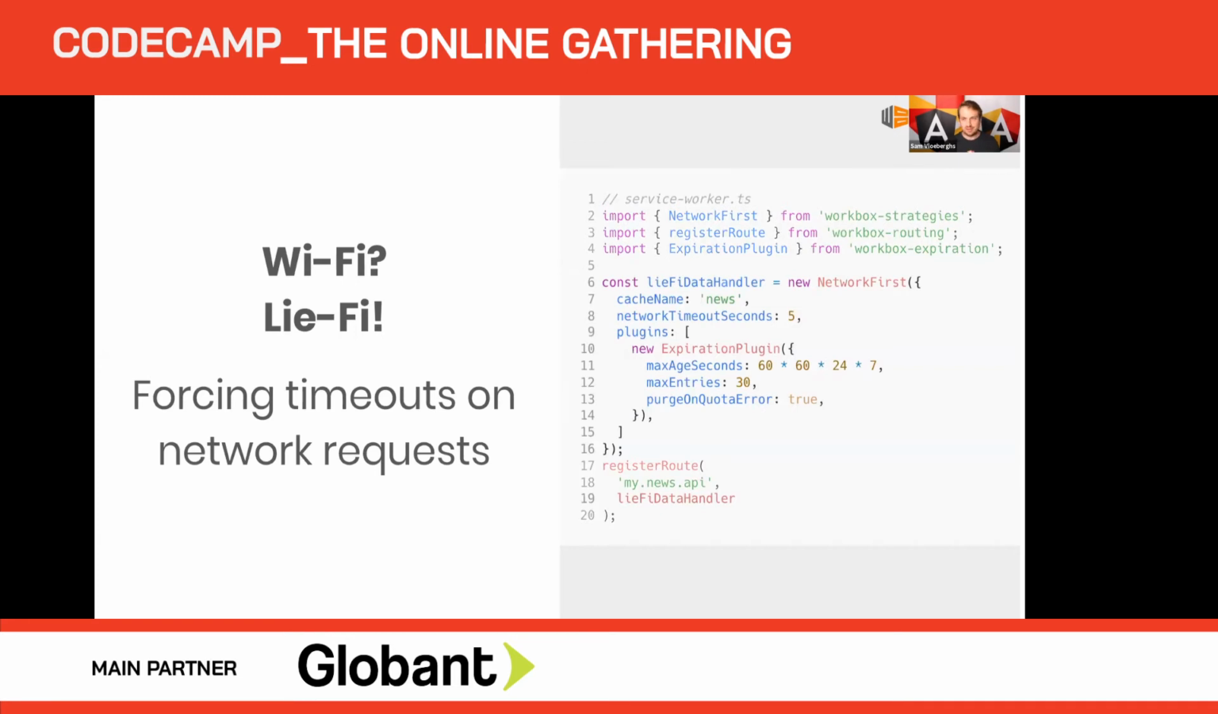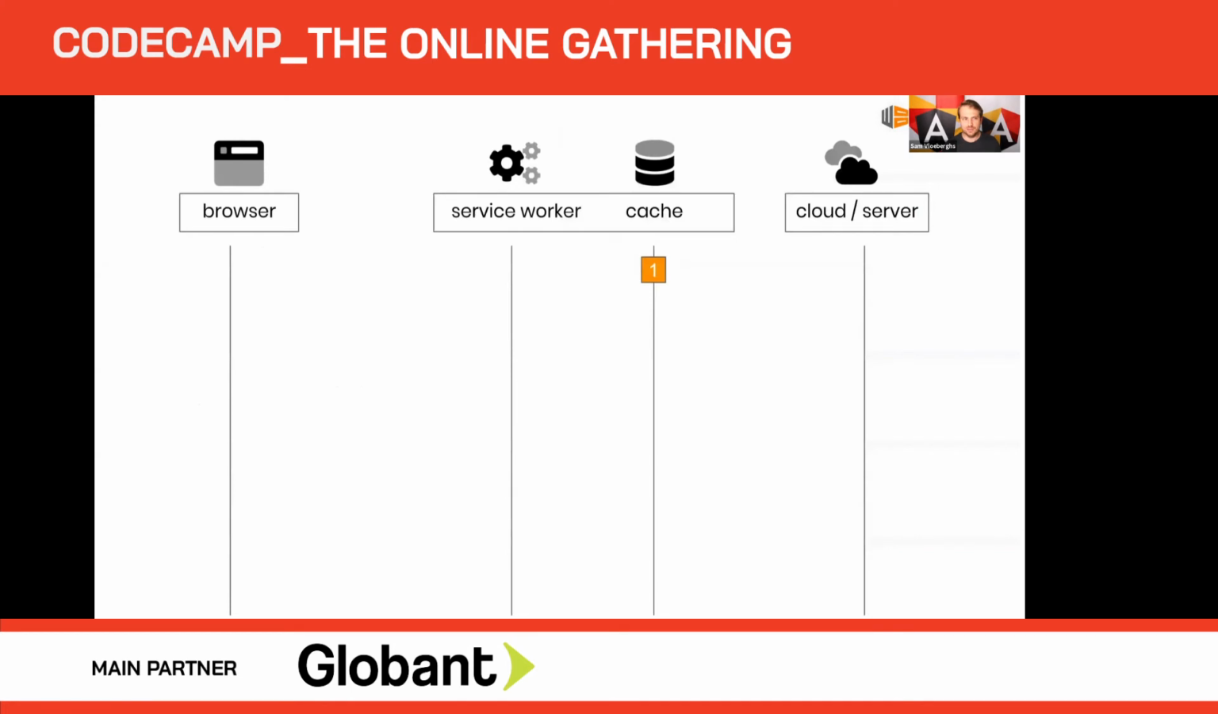it's basically Workbox comes with a plugin, like the expiration plugin, that tells the service worker that any request that takes longer than a given amount of seconds should continue in the background, but meanwhile return the available cache, if it's there, to the user. And I think I can best illustrate this with another diagram.